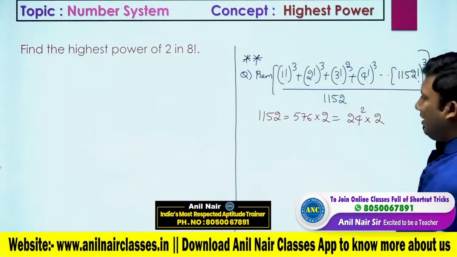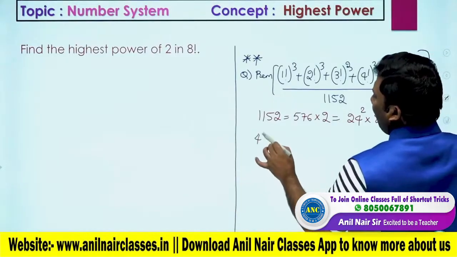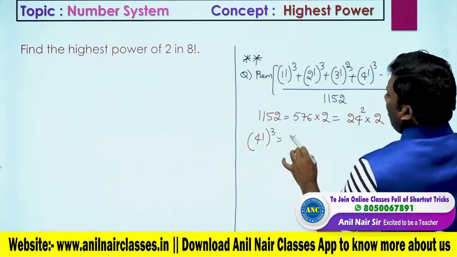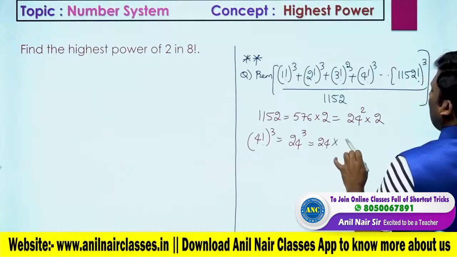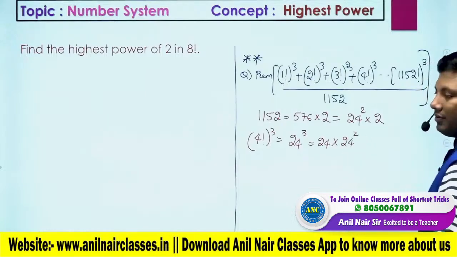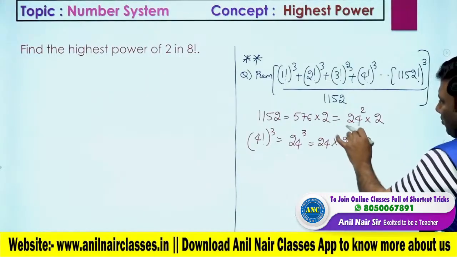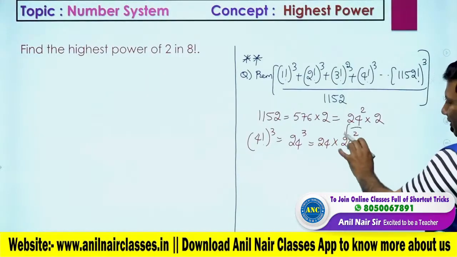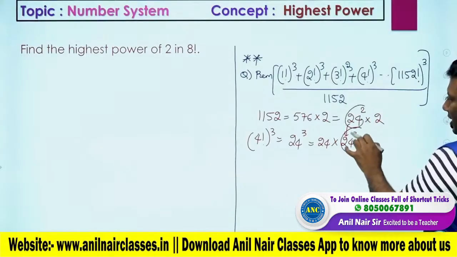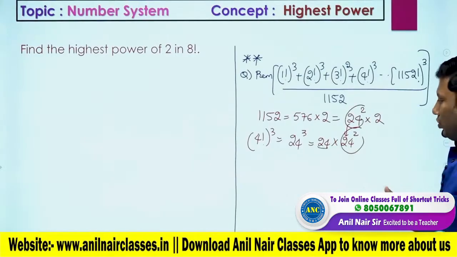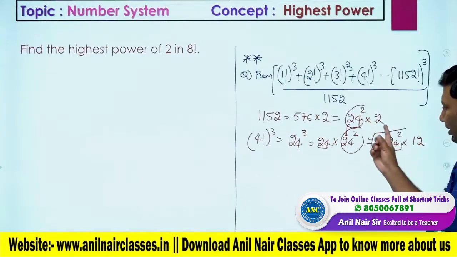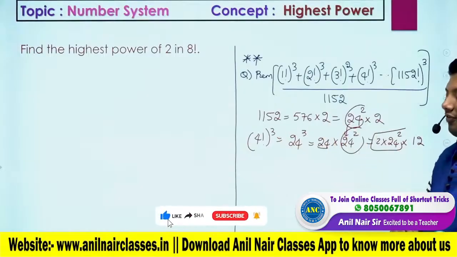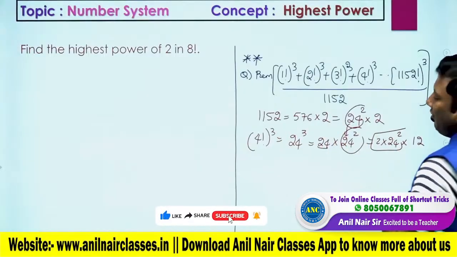24 square is 576. Now if you see 4 factorial whole cube, 4 factorial is 24, so the cube is 24 into 24 square. That means, is 1152 a part of this number? Definitely. 24 square is a part. 24 can be written as 2 into 12. We will write it like this: 2 into 24 square into 12. Am I right? So 24 square into 2 is a part of 4 factorial whole cube.